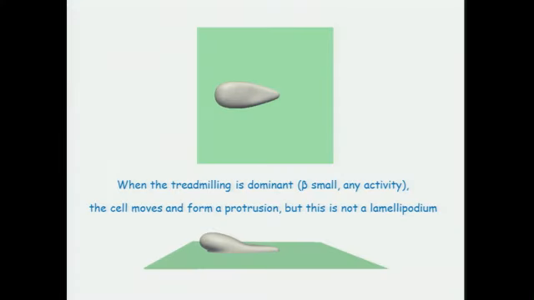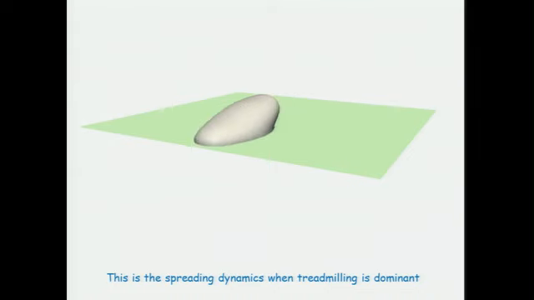Now, if the treadmilling is dominant, so if your anchoring is small and the activity doesn't play much role here, you form a structure which is this from the top. This is the one with the foot previously. So it looks good in the sense that we are comparing with a cell moving with a lamellipodium, so the lamellipodium would fan out. It looks good on the side, but it looks a bit funny on the top. And if you look at the dynamics, this is what happens. You form a nose, but this is not very much like a lamellipodium.